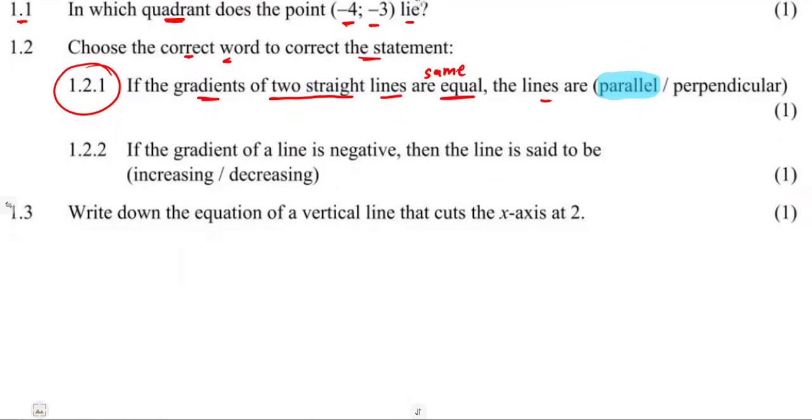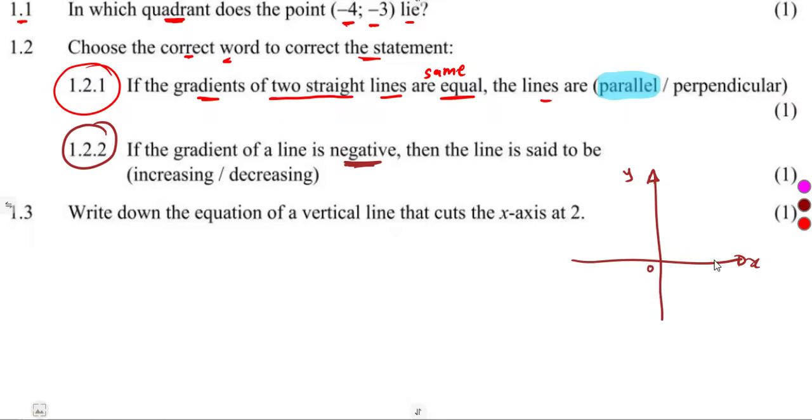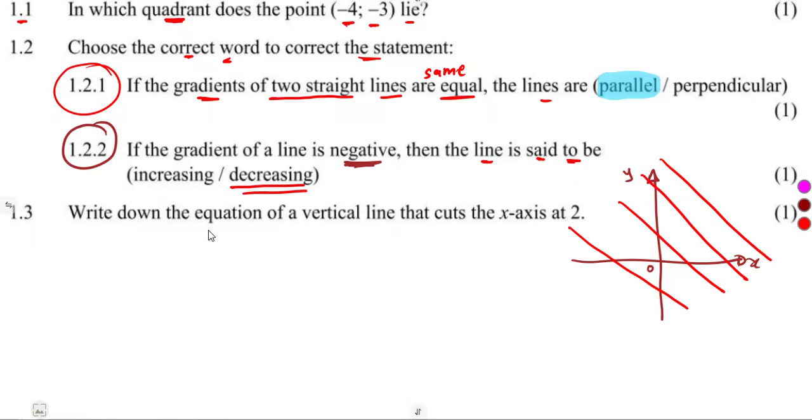All right, then on 1.2.2, we are given that if the gradient of a line is negative, when a line is being drawn, wherever it is on a Cartesian plane, but it has a negative gradient. Remember, guys, I talked about this. These are the lines that do have a negative gradient. Then the line is said to be what? That's decreasing. Negative gradient, decreasing.